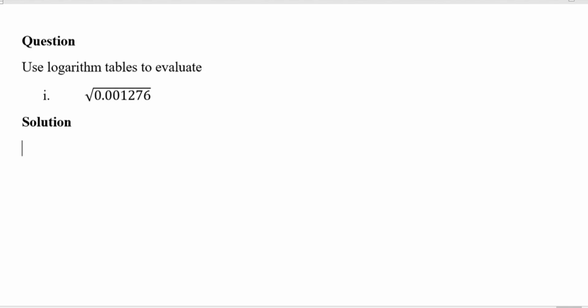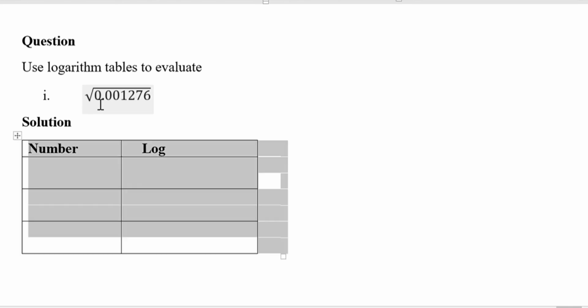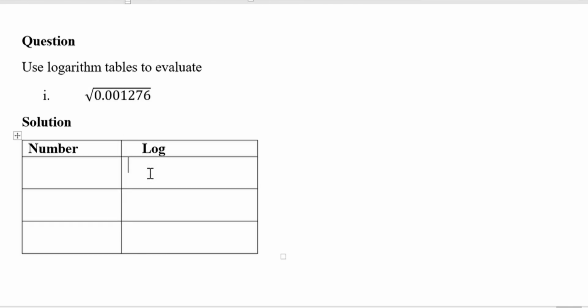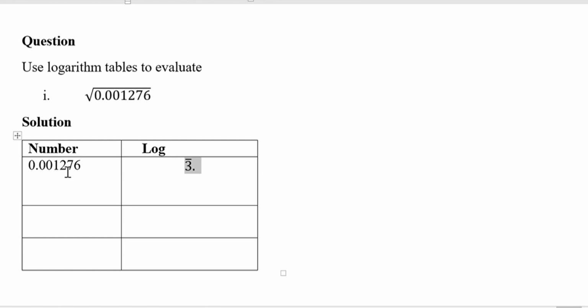We are supposed to use logarithm tables to evaluate the square root. Now I've decided to use this table to assist me in calculation. Under the number column, I will write this number here. Then under logarithms, I will have to read this number from the table. Now starting with the characteristic, we realize we have to move the decimal from here to here so that we can read the number from the table. And by so doing, we realize that the characteristic is 3.